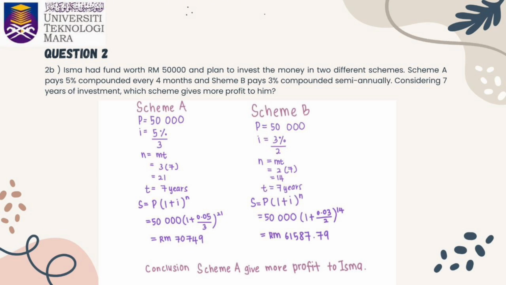That is with i equals 3% divided by 2, and n equals 2 multiplied by 7, which becomes 14. The future value for scheme B is 61,587 ringgit and 79 cents. After the comparison between the schemes, you can see that scheme A gives more profit to Isma.